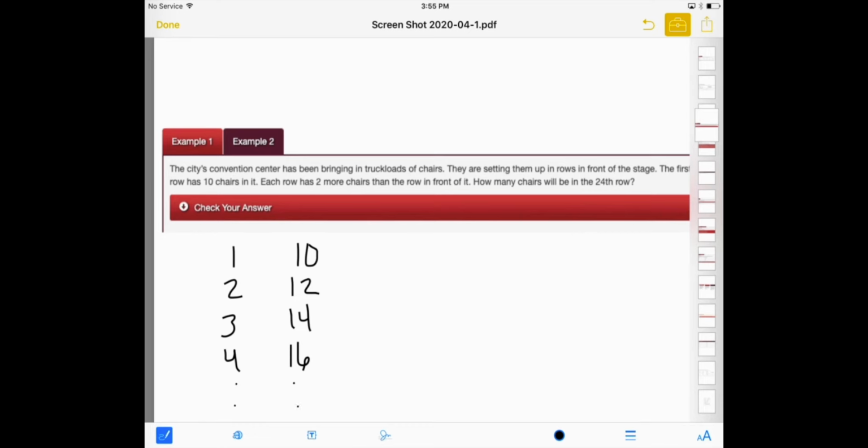It doesn't say 2 times more, so it's not going to be geometric. This is going to be an arithmetic sequence. So in order to find the 24th row, I'm going to take f of 24 equals the first term. Remember, the first term always goes first, so the first term is 10, plus the common difference, which we know is 2, times n minus 1.